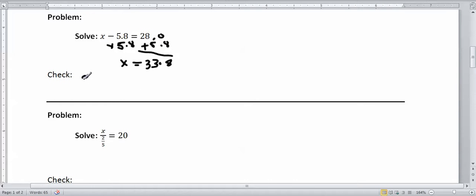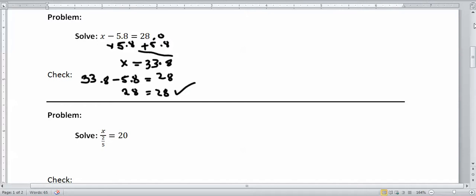Plug it in for a check. Just replace the x with 33.8. Okay, so 33.8 minus 5.8, you can check that with a calculator if you want, but you're going to get 28 equals 28, which works out.